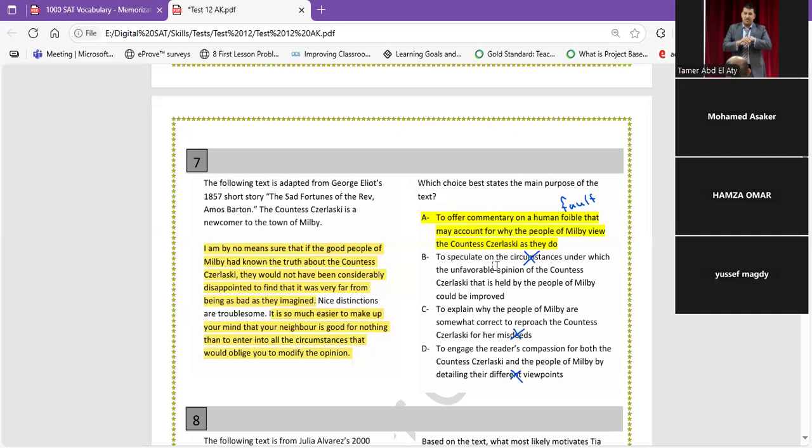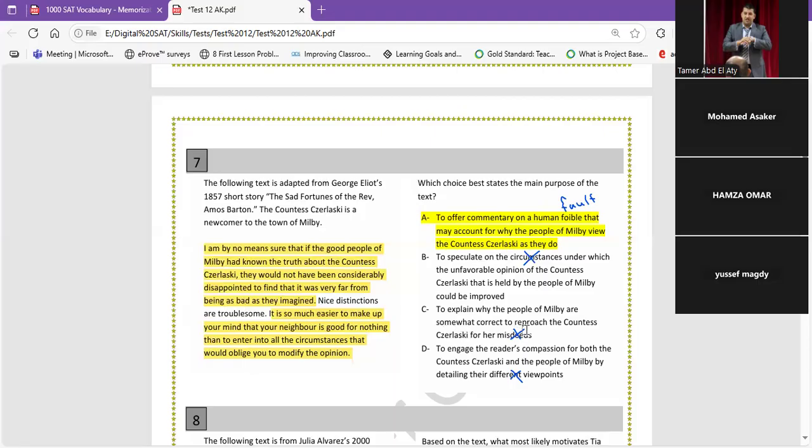"To speculate on the circumstances under which the unfavorable opinion of the Countess Zerlisky that is held by the people of Melby could be improved." He didn't talk about how it could be improved, and he didn't talk about the circumstances. He just tells us that if they know the truth, they're going to be sad that they made that kind of opinion about her. And then he gives us an advice.